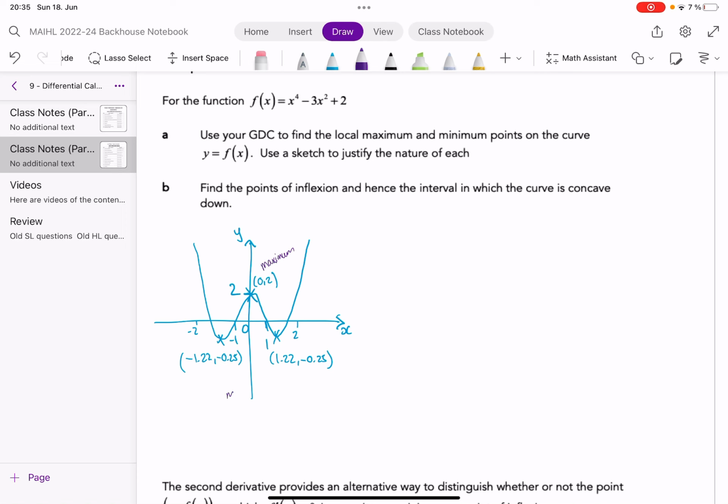And these are both minimums, or minima. If you want to be fancy and use the plural, we can say they are minima. All right, find the points of inflection.